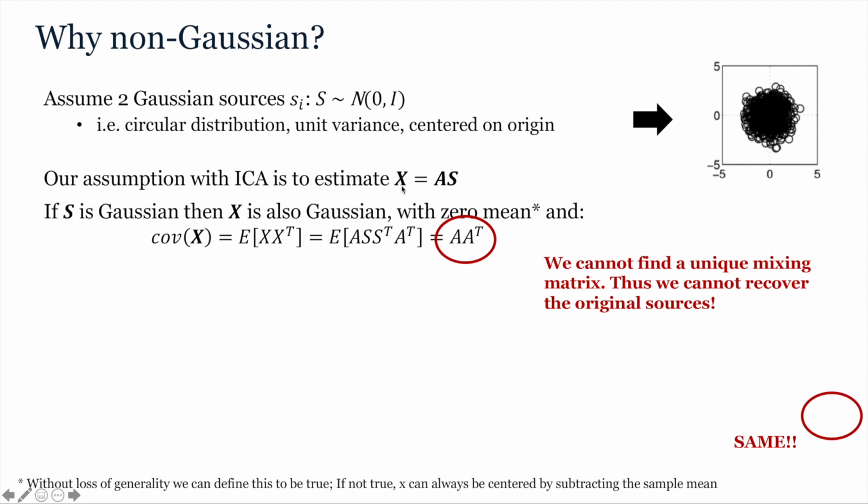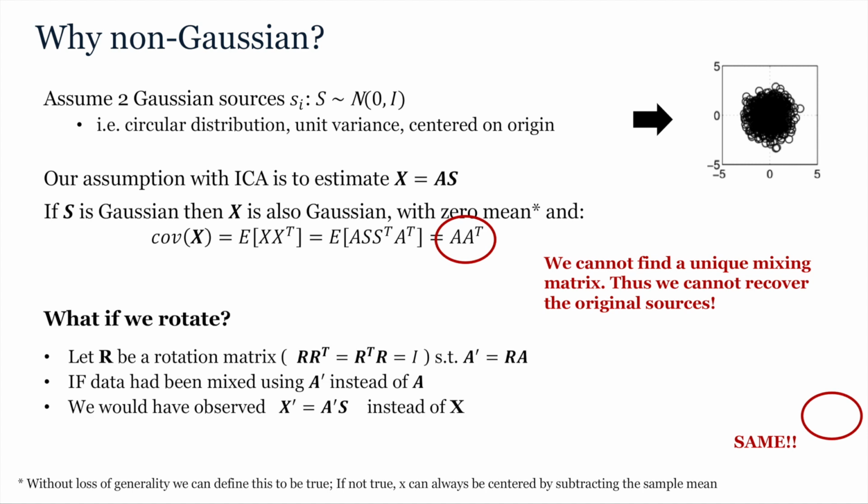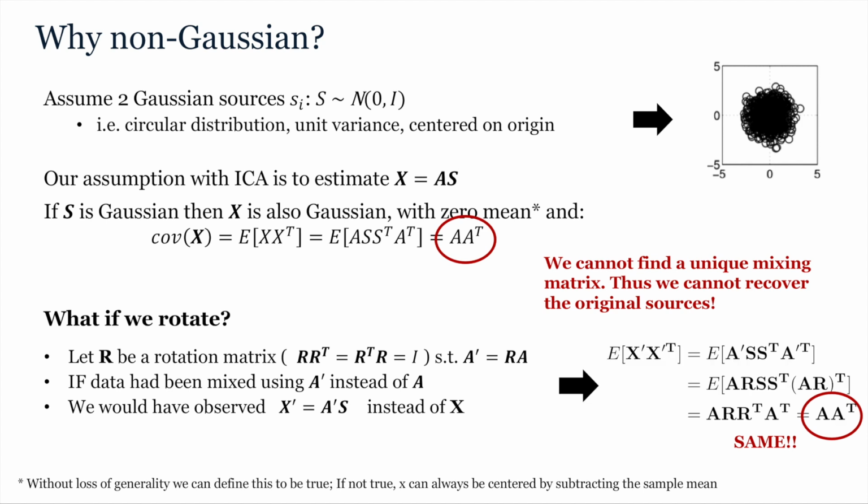to return X. The covariance for this distribution will return A A transpose, as S S transpose is a covariance matrix with unit variance and thus is the identity matrix. What if we rotate A and assume that the data was instead mixed by the rotated A prime, returning X prime instead of X? By comparing the steps of the covariance estimation, we see that as S S transpose and R R transpose are the identity matrix, then both X and X prime have the same covariance matrix.